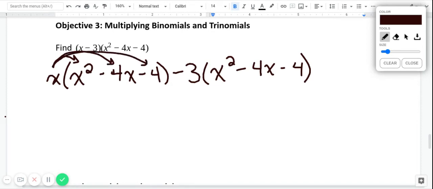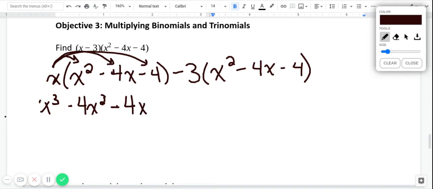inside of these parentheses. So I'm going to take x times x squared, which is x cubed. Let's see, x times -4x, that's -4x squared, because we've got 2 x's now. And now x times -4, that's just a minus 4x.